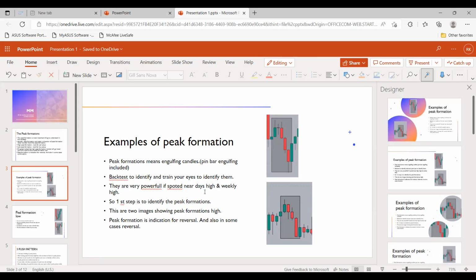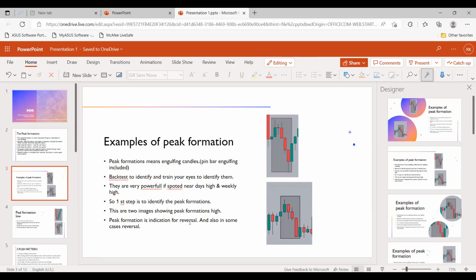This is very powerful if spotted near the day's high or weekly high. If you get a peak formation high at the previous day's high or a weekly high, it's a strong indication that the market will reverse from there and you will get a sell high opportunity there, right? So the first step is to identify the peak formation. There are two images showing the peak formation. This is a morning star pattern and this is an engulfing pattern, pin bar engulfing, right? This is a pin bar and then three candles engulf that pin bar, right?